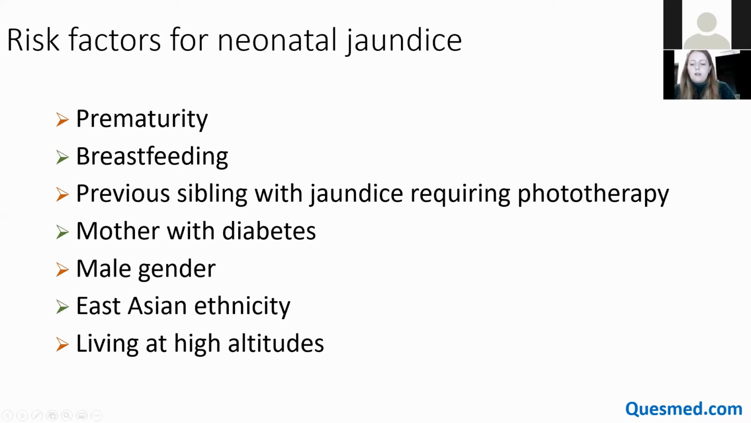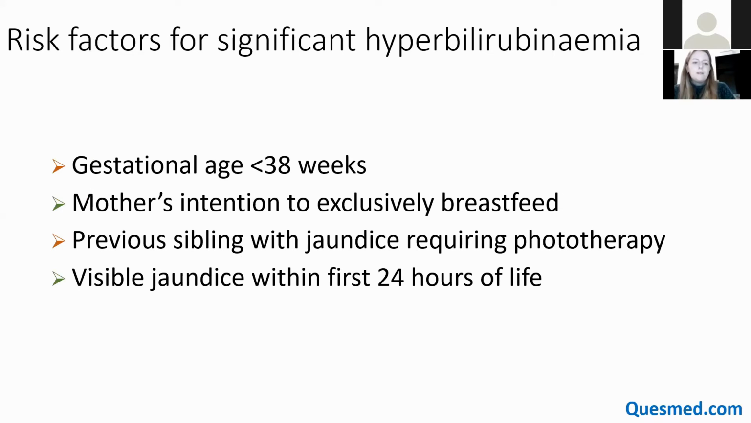And okay, of those risk factors, the ones that are most commonly associated with significant jaundice are being premature, being exclusively breastfed, having a previous sibling requiring phototherapy, and also jaundice that has occurred within the first 24 hours of life, which, if you remember, we said is always abnormal, and it's generally associated with more significant levels of hyperbilirubinemia.